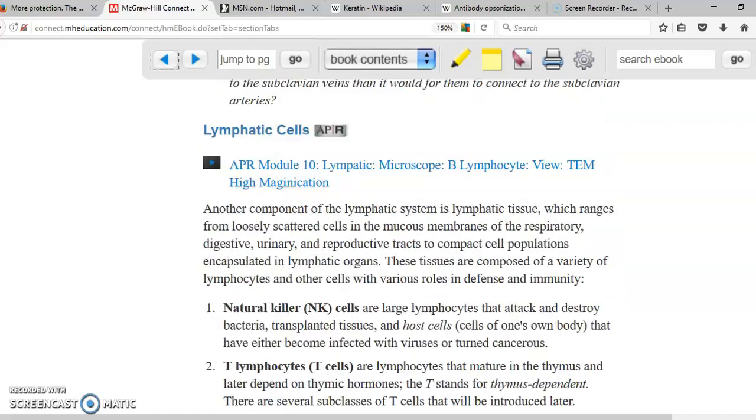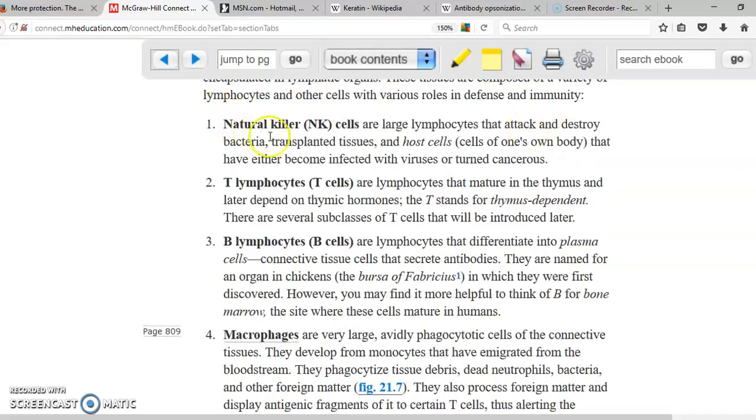So the lymphatic cells, they are mainly involved with the immunity of your body. We have here natural killers. This is a type of lymphocyte T responsible for destroying cells that may be infected with viruses or cancer cells, for example. T lymphocytes, they are lymphocytes that are going to be created in the bone marrow, but then they will go to the thymus in order to get mature.